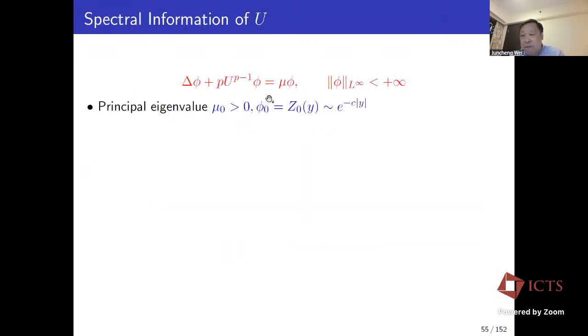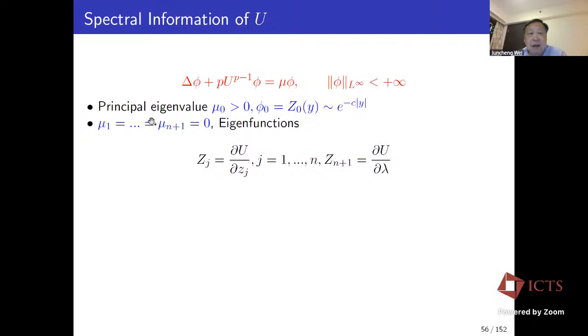And we know the spectrum. So first, the principal eigenvalue is positive, and the corresponding eigenfunction is exponentially small, and this corresponds to instability for the parabolic problem. And we have n plus 1 eigenfunctions, okay, corresponding to lambda equals 0, and the first n are translations, and this one is the scaling. And the rest of the eigenvalues are negative, which is stable.